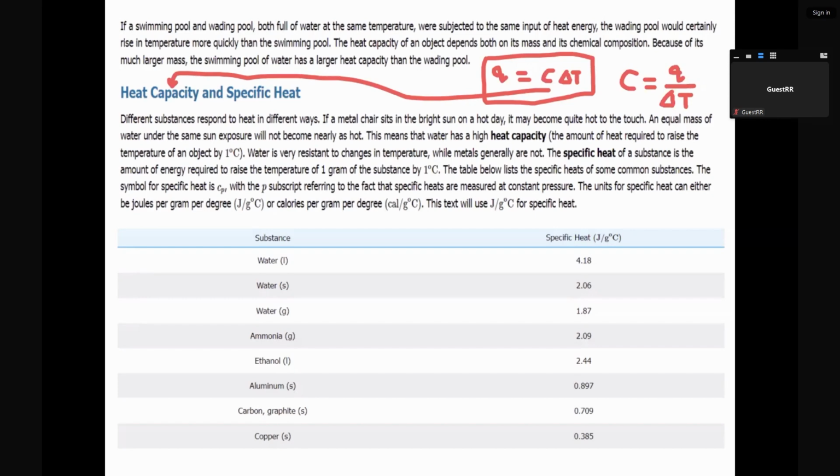Now, if C is large, that means Q by delta T will be very high. Here is something very important for you to understand: which kinds of compounds have higher heat capacities. We have C as a fraction, with Q in the numerator and delta T in the denominator. Suppose a compound has a very high heat capacity, so C is quite large. Then a given amount of heat will result in a very small temperature rise, because we have the fraction Q by delta T.